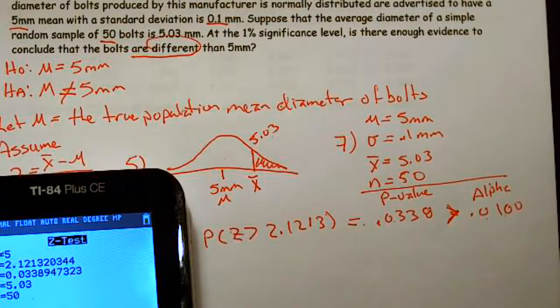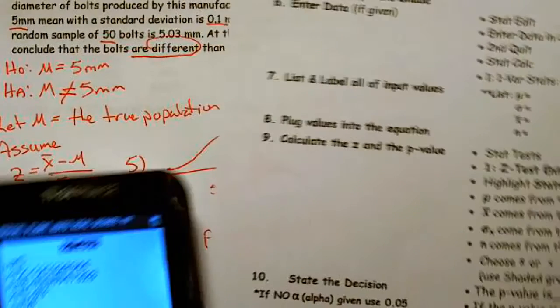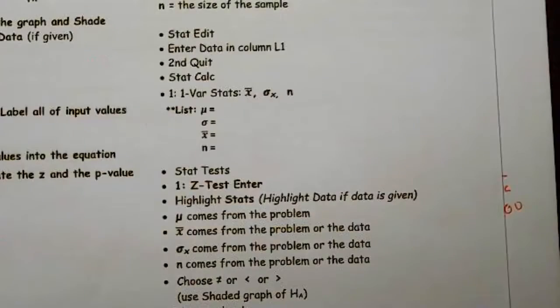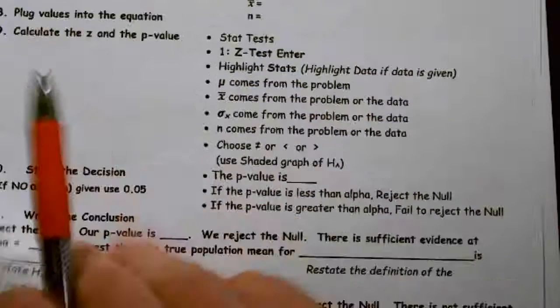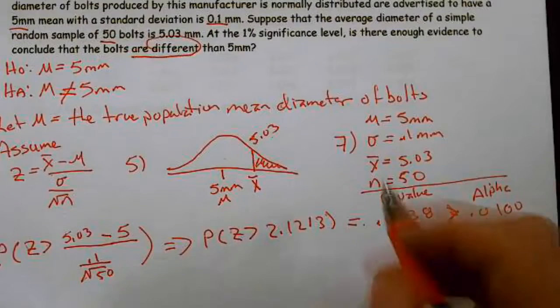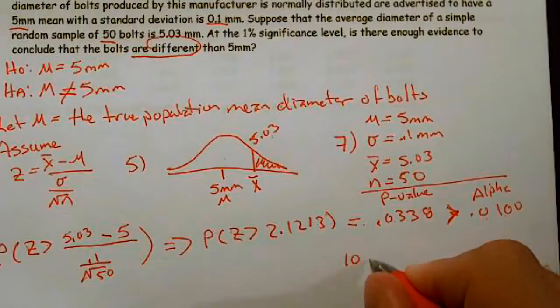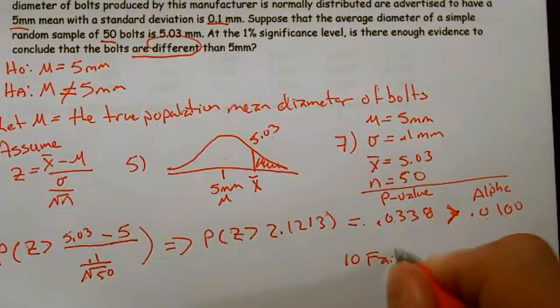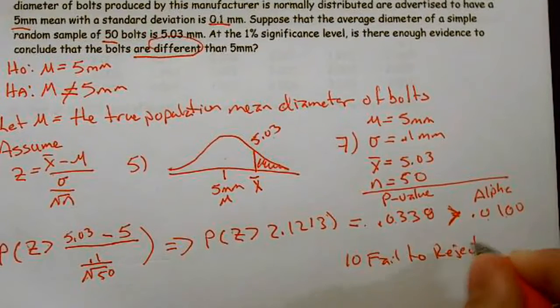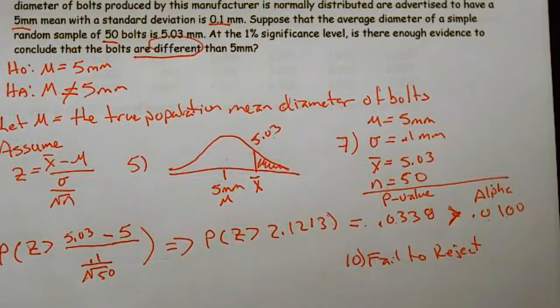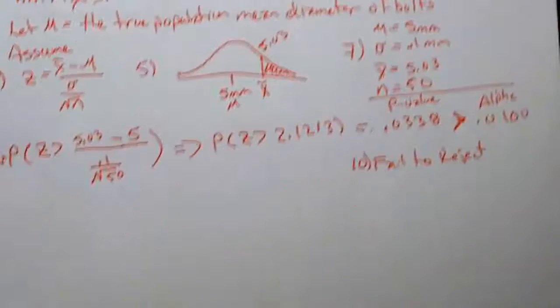And so then I look at the next thing it says, well, what's my decision? Well, according to the recipe, if the p-value, this is on number 10, if the p-value is greater than alpha, we fail to reject. So number 10, we're going to fail to reject. That's going to be our decision. All right, so now we need to write the conclusion. And we're going to do this based on our failure to reject.